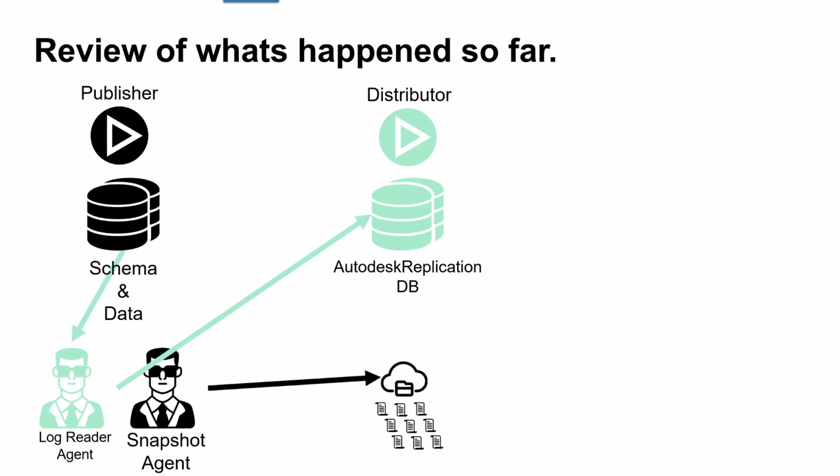The distributor was also set up. The distributor placed a log reader agent on the publisher. The log reader's job is to check the publishing database for any changes. It knows what was in the database when the snapshot was generated. If there are any changes in the Knowledge Vault master, it writes those to the Autodesk replication database so that they're ready to be applied to any subscriber. The log reader is continually reading the publisher's database so long as the SQL Server agent is running. If you stop the SQL Server agent, then the log reader agent, the snapshot agent and the distribution agent will stop.